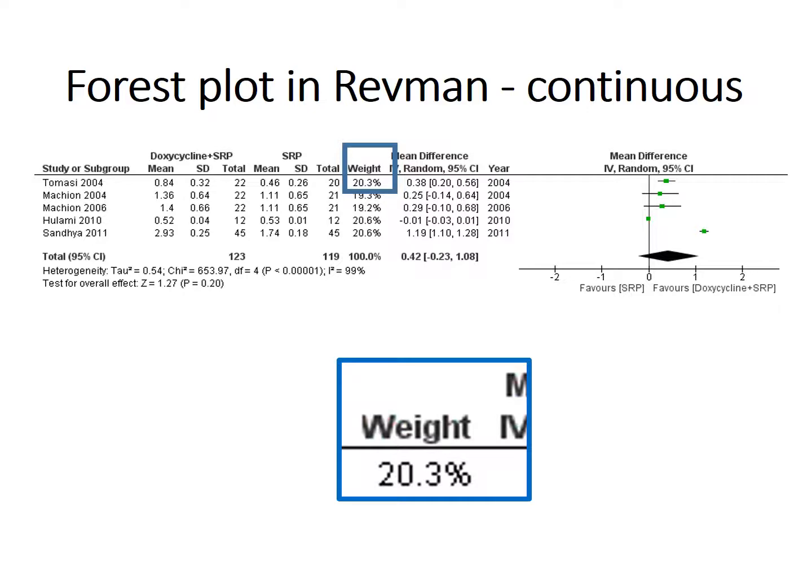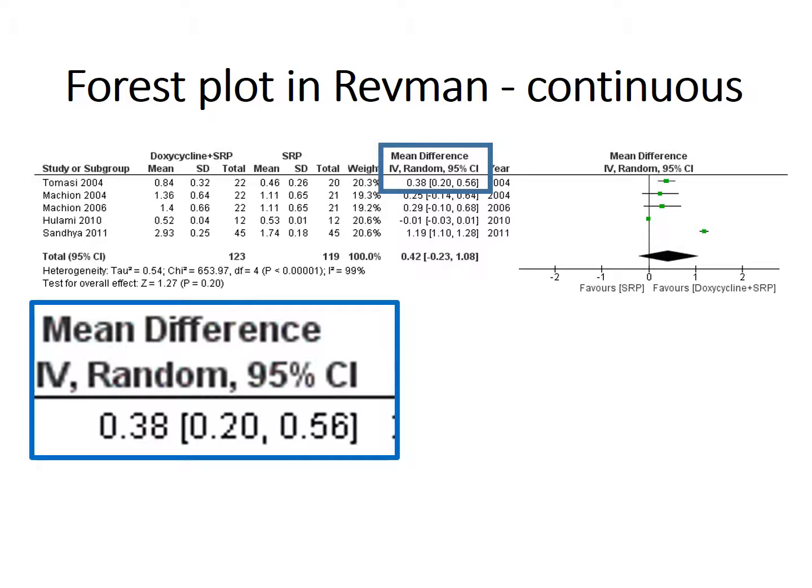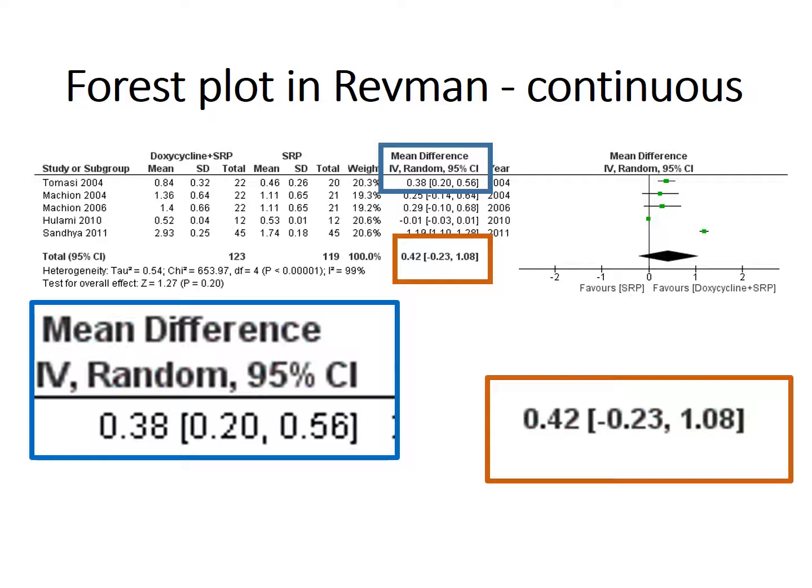Next column gives the weight each study contributes to the overall pooled results. The next column gives the mean difference and the confidence interval of individual studies, and if the confidence interval is greater than 0, then the test is more effective. Then the lower end of the column gives a pooled estimate of mean difference. Here, as we can see from the values and the forest plot, the pooled mean difference does not show any significance for either group and the black diamond crosses the null line.